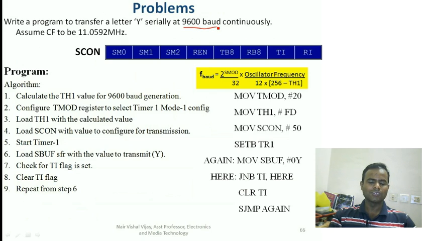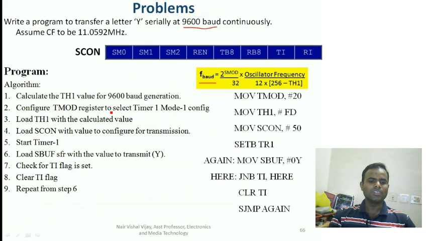If you find this equation, you can calculate the value of TH1, because you know the F baud value to be 9600. Replace all the other values and you'll get the value required, and the value mostly that you'll get is FD, where SMOD value is 0. So once you calculate the value of TH1, configure your TMOD register so that you will operate timer 1 in mode 1 configuration, because timer 1 in mode 1 configuration is what facilitates clock frequency for serial communication.